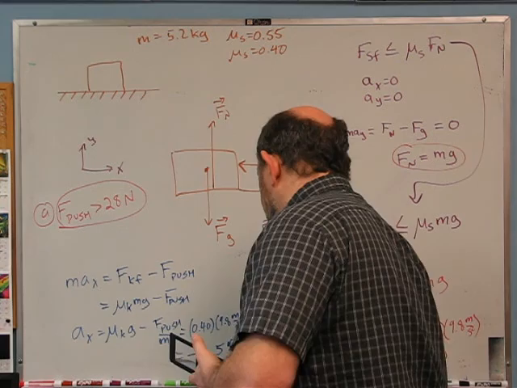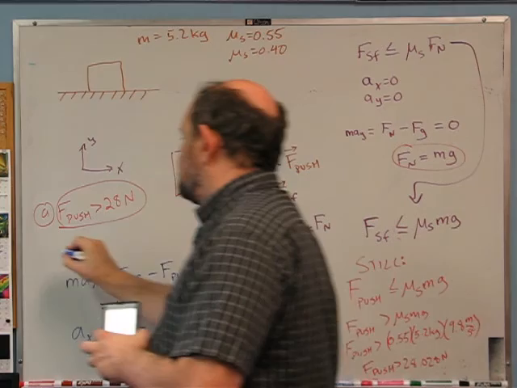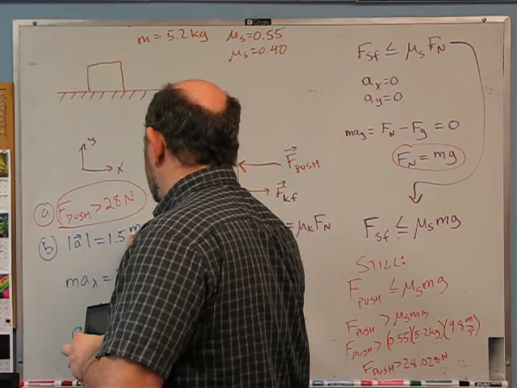So the question was, at what rate does it accelerate? So I'm looking just for the magnitude of the acceleration. This just says it's going to go in the minus x direction because that's the direction I'm pushing it. So B, the magnitude of the acceleration is 1.5 meters per second squared. That's the answer to part B.